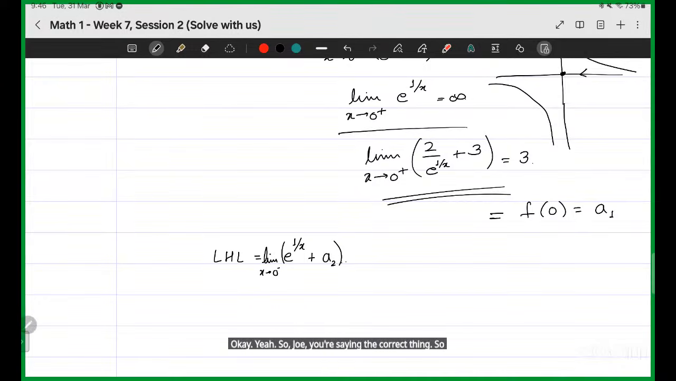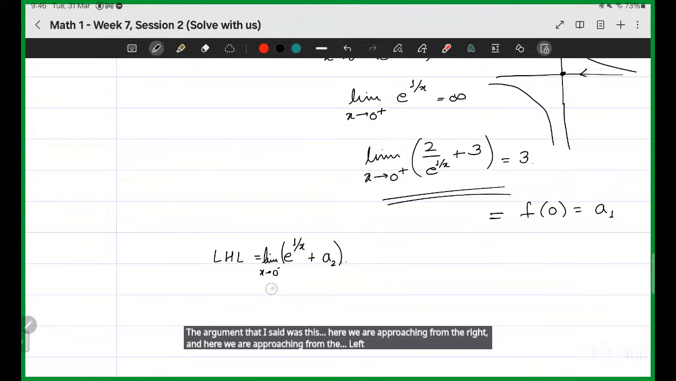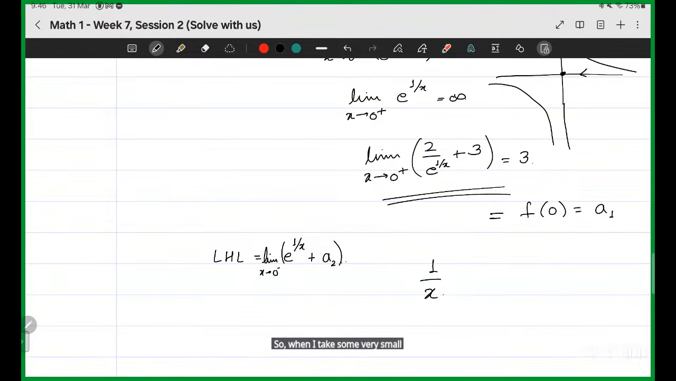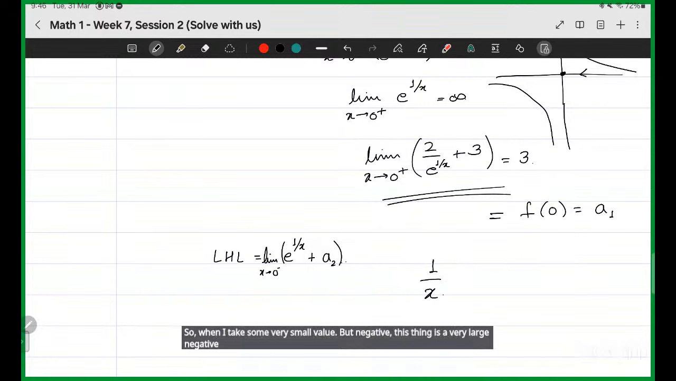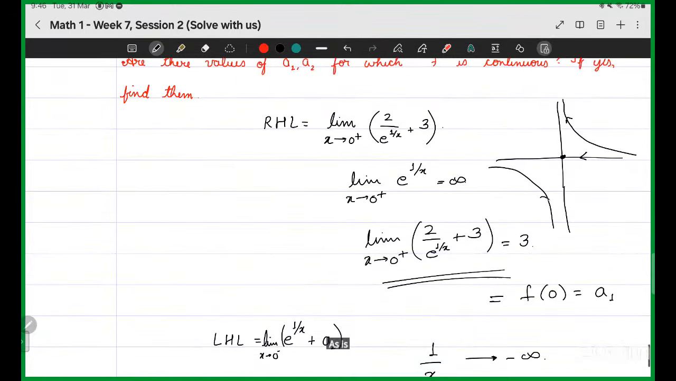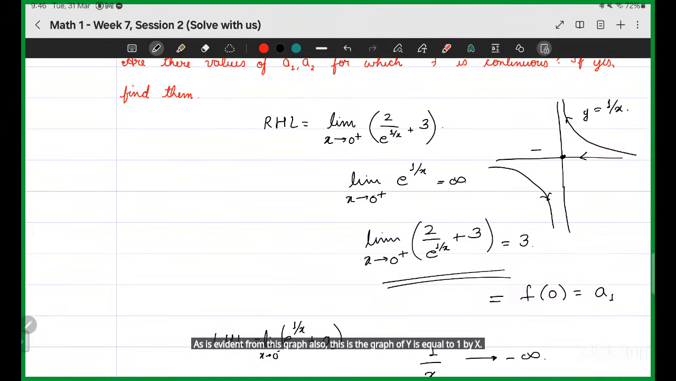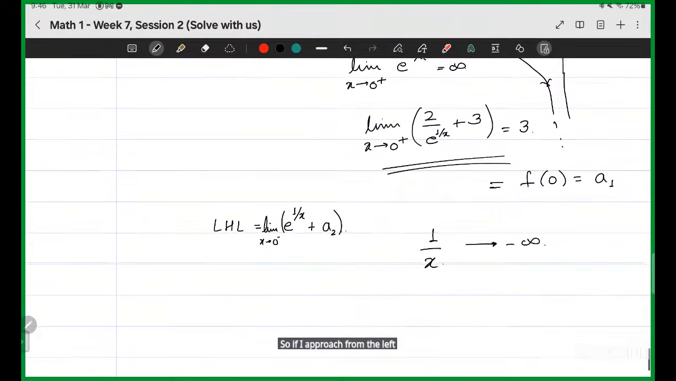So the mistake in the argument that I said was this: here we are approaching from the right, and here we are approaching from the left, and those two things are not the same. Here, my value is something very small but negative. So when I take some very small value but negative, this thing is a very large negative value, right? So this goes to minus infinity, as is evident from this graph also. This is the graph of y is equal to 1 by x. So if I approach from the left, I go to negative infinity.